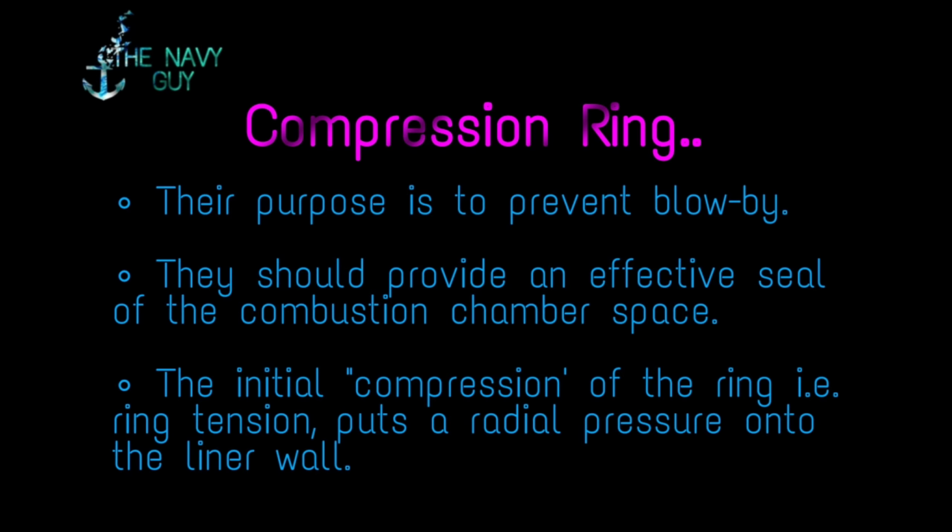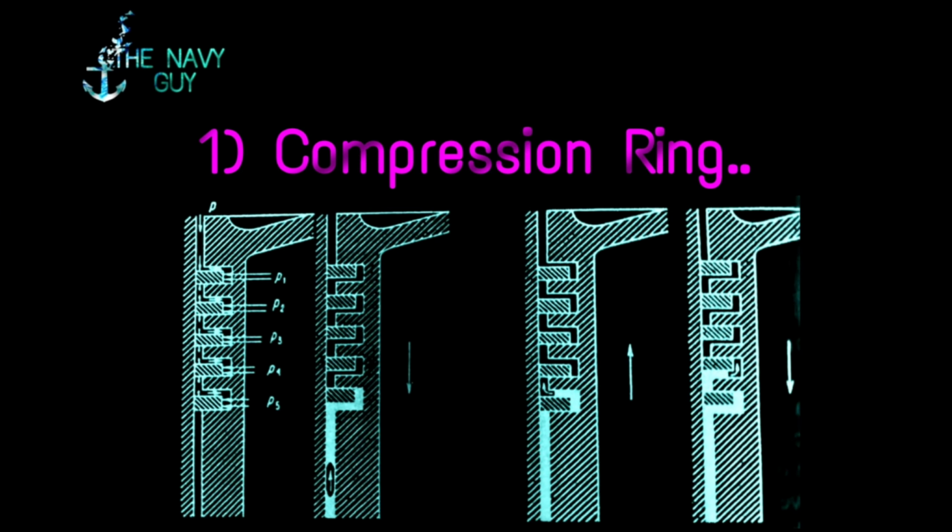The initial compression of the ring, that is ring tension, puts a radial pressure onto the liner wall. Further sealing is provided by the gas pressure itself entering the back clearance space between the piston and ring. They transfer a large portion of heat from the piston to the cylinder liner, which in turn has jacket cooling. High piston speeds require fewer compression rings, since there is less possibility of blow-by.